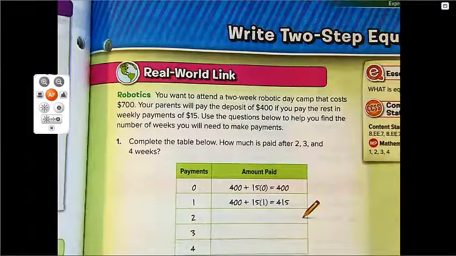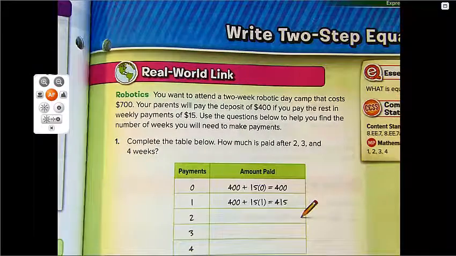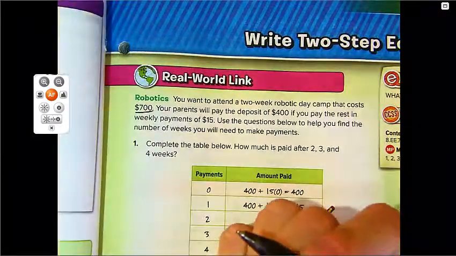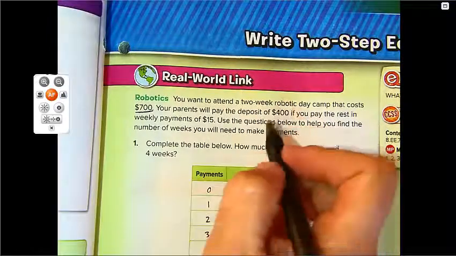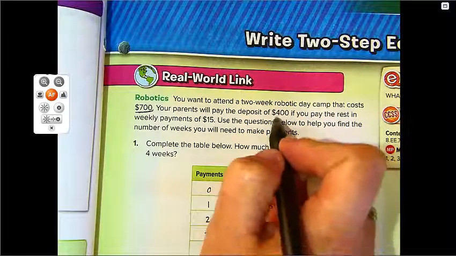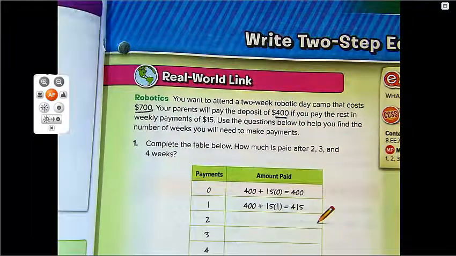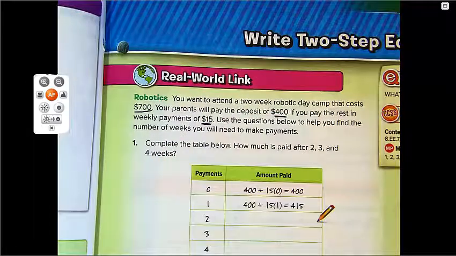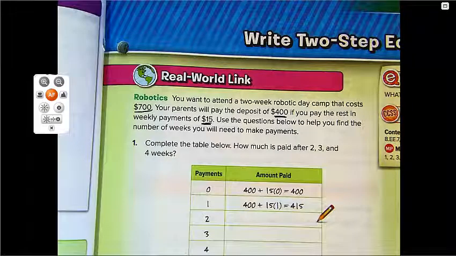This is talking about robotics, and it's a robotic day camp, and it costs $700. This is the total amount of the cost, okay? And it says your parents are going to be making $400 in a deposit. They're going to pay $400 of that for you in one chunk as the deposit to hold your spot in the camp, and then you have to pay the rest, and you're going to be paying $15 of your allowance or your job, whatever you do at home to make money. You're going to pay $15 of that per week until it's paid off to the full $700.